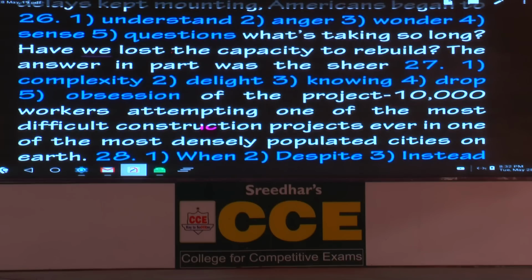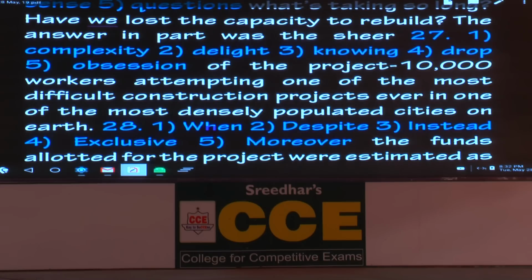So what is it? Have we lost the capacity to rebuild? So introspection. Americans asked themselves. The answer in part was the sheer complexity, delight, knowing, drop, obsession of the project. What is this project? Reconstructing the World Trade Center. Am I right? Is it a small thing or a big thing? Huge, enormous, gigantic, and mammoth project, obviously. Then what is the word you use? Complexity. So what is the option here?